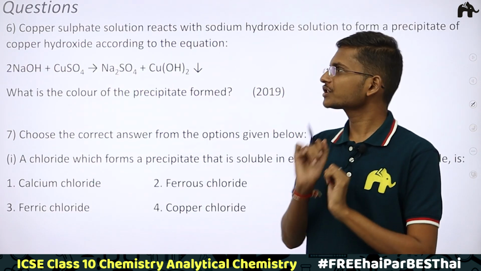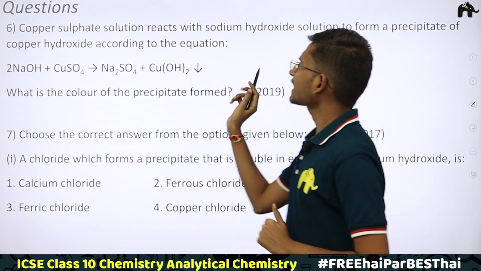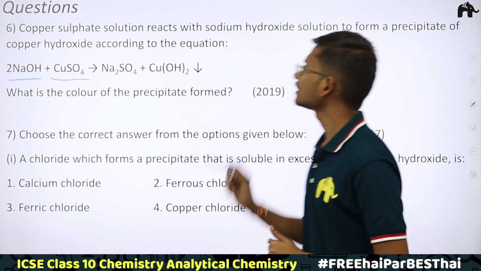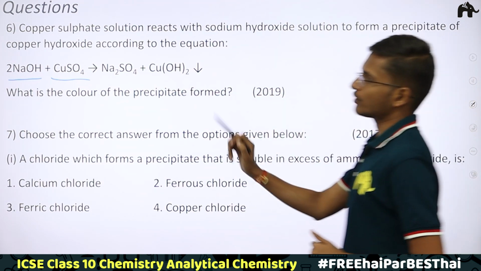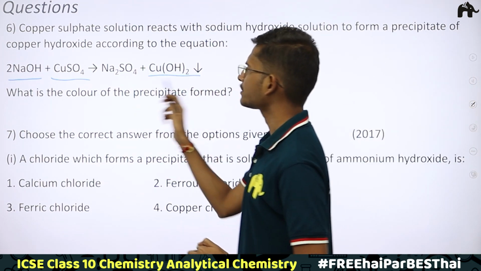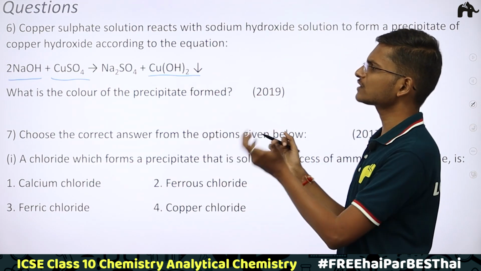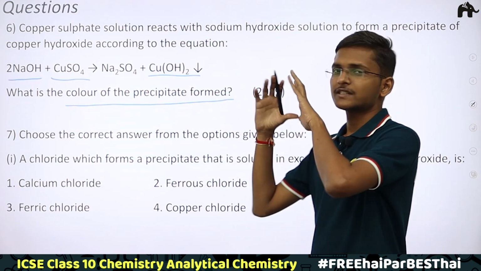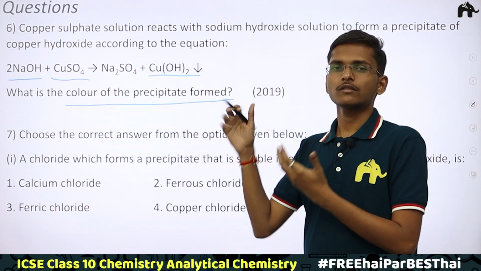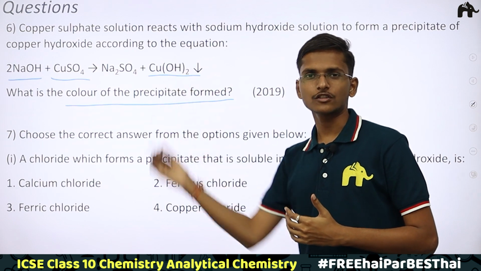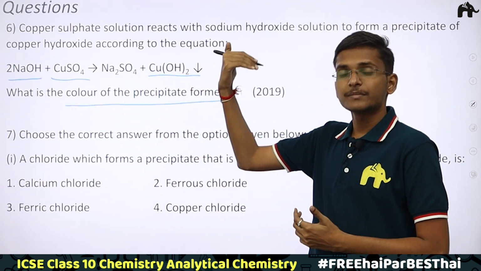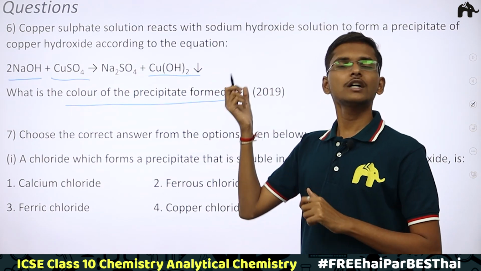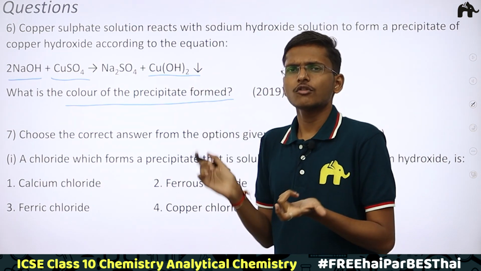Now moving on to the next question. See, copper sulfate solution reacts with sodium hydroxide solution to form a precipitate of copper hydroxide, according to the equation. So they have given us the equation. Now what they are asking us is, what is the color of the precipitate formed? Very simple. We have summarized the entire action of sodium hydroxide and ammonium hydroxide on metallic salt solutions. We know which hydroxides are formed as precipitates, and we know the color of the precipitate as well. So copper hydroxide's color, what is it?